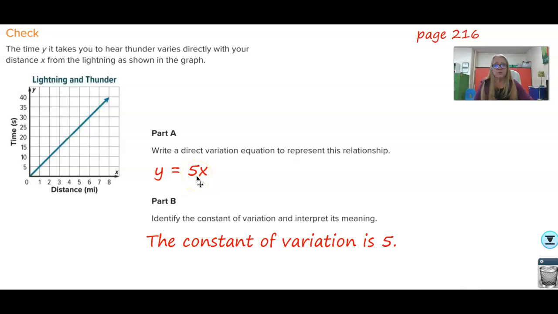So one thing they will do in this section is give you a graph and ask you to write the equation for it, okay? You just write y equals whatever the slope number is and then x. The y and the x will always be there. The equal sign will always be there. The only thing that will change is the 5, okay? Depending on the slope, that's the number you put here.